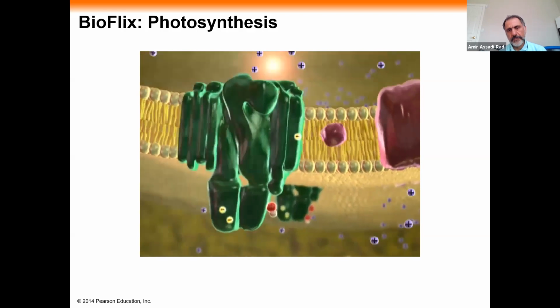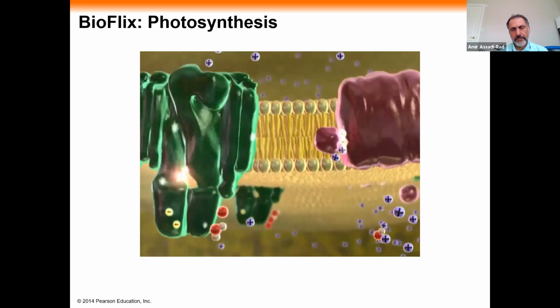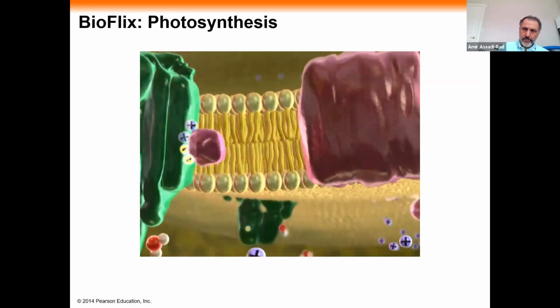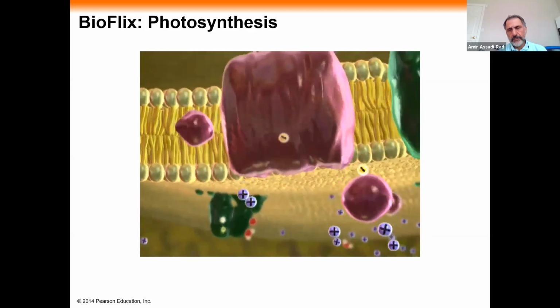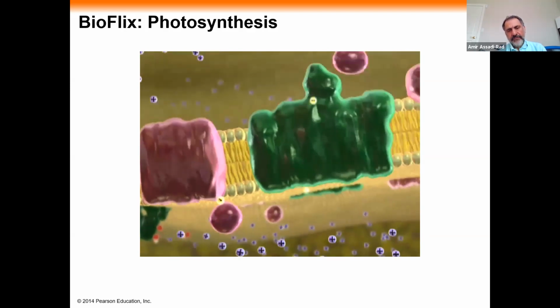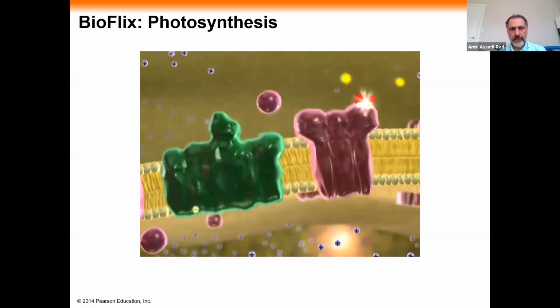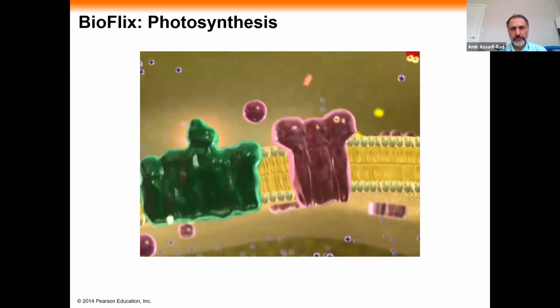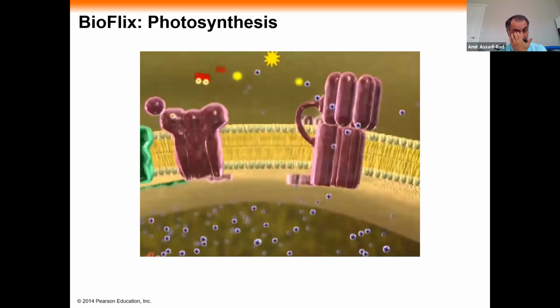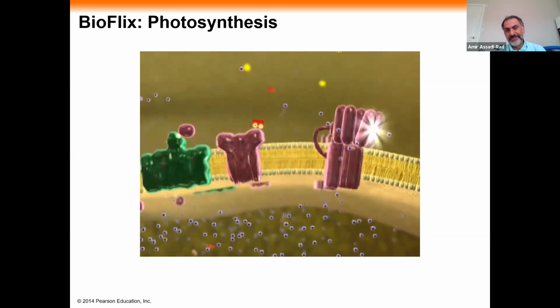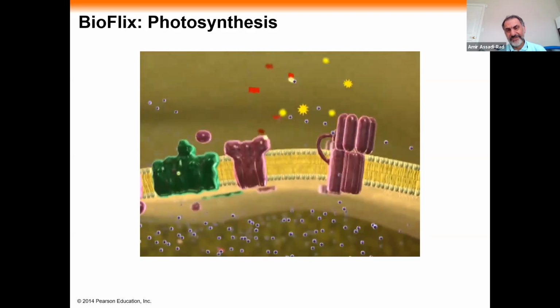The energized electrons flow down the electron transport chain, releasing energy that is used to pump hydrogen ions, the blue balls, into the thylakoid. In the photosystem on the right, light energy excites electrons, and this time the electrons are captured by an electron carrier molecule, NADPH. The high concentration of hydrogen ions inside the thylakoid powers ATP synthase, producing ATPs.